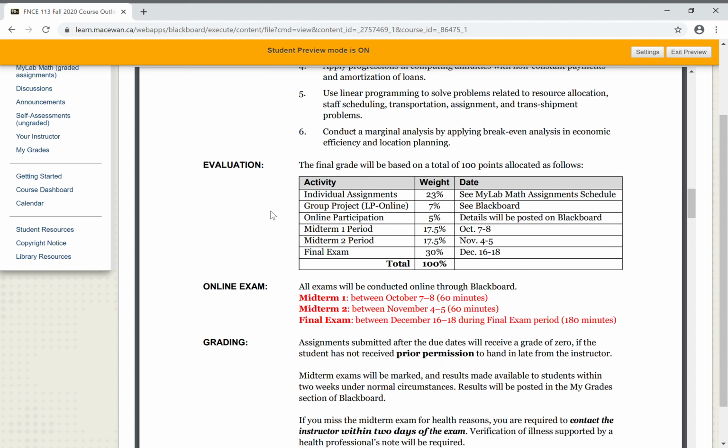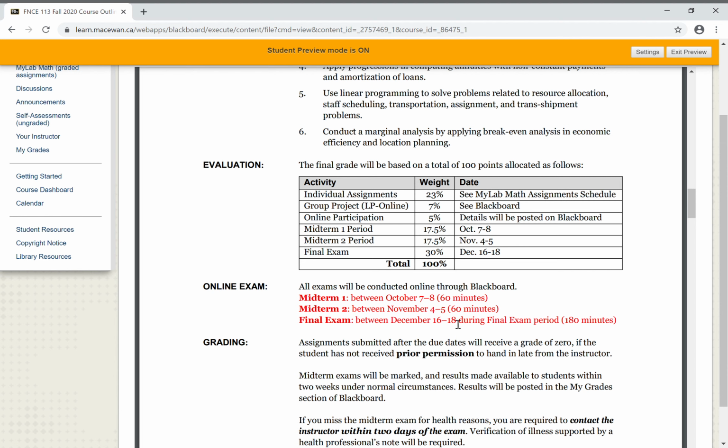But let's talk about the grading evaluation. So the course really has, I would say, two major components in terms of evaluation. One is the exams, of course. So we'll have midterm 1, midterm 2, and the final exam. Midterm 1 you could take anytime between October 7 and 8. It will be a 60-minute exam. Similarly, midterm 2 you can take any time between November 4 and 5, and that will also be 60 minutes. And then the final exam, you can take any time between December 16th and 18th, and that will be comprehensive and will be 180 minutes long.